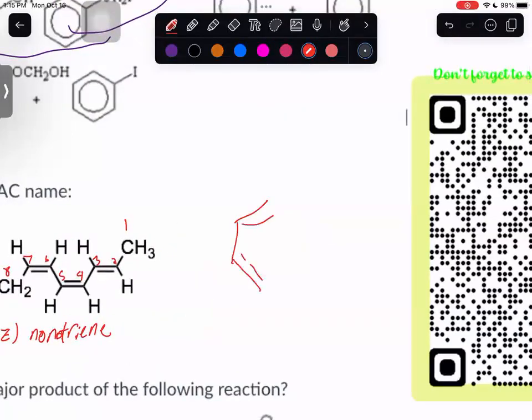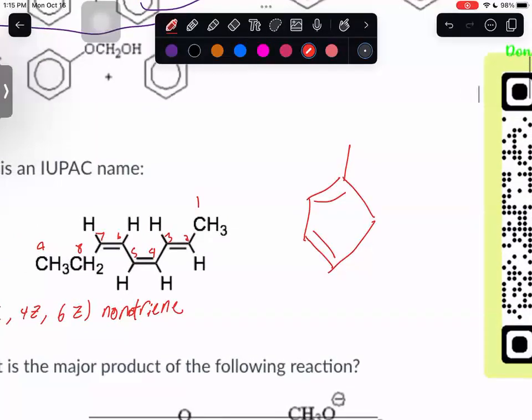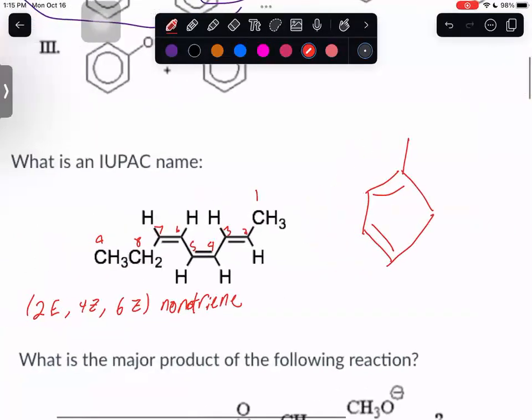If we're looking at the double bond between carbons 2 and 3, on the right side the methyl group is going to be my priority one. On the left side, the carbon from the chain is going to be my priority one. Because both priority ones are pointing to opposite sides, that's going to be E. It's going to be trans. And then same process with the rest of them.